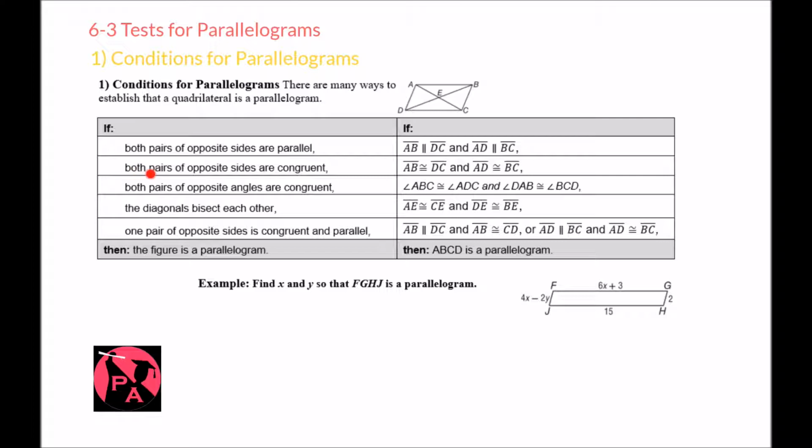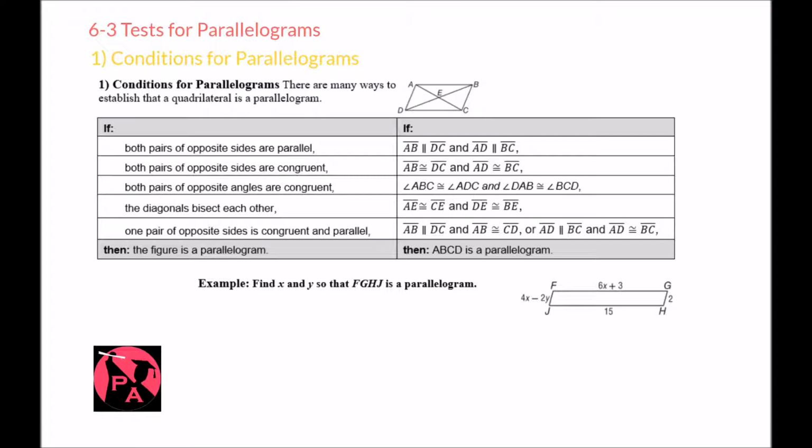The second if-then statement is if both pairs of opposite sides are congruent, which means if their lengths are the same, like the length of AB and the length of side DC are the same. Plus, this is not enough, side AD and side BC must be congruent as well. Then we are going to say quadrilateral ABCD is a parallelogram.